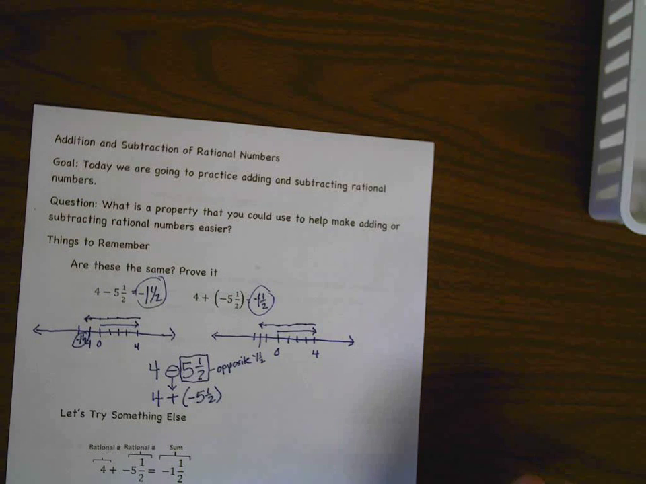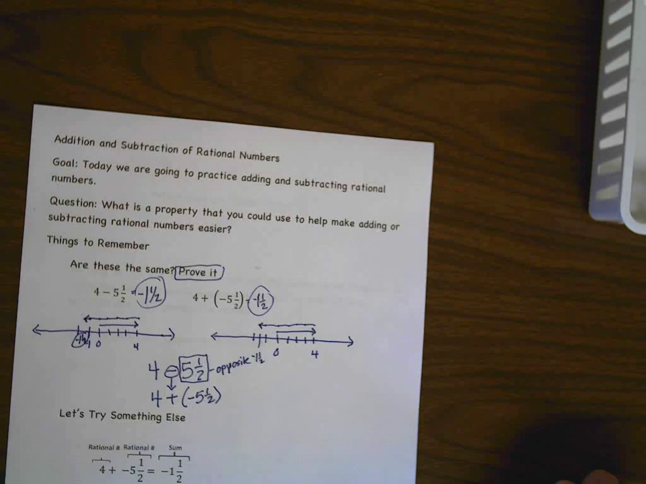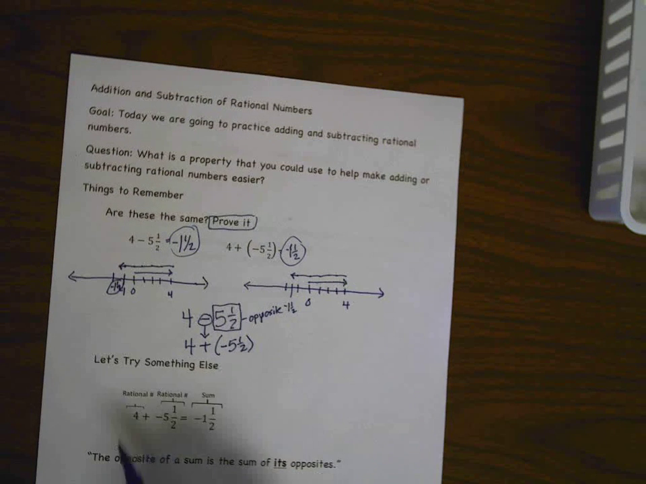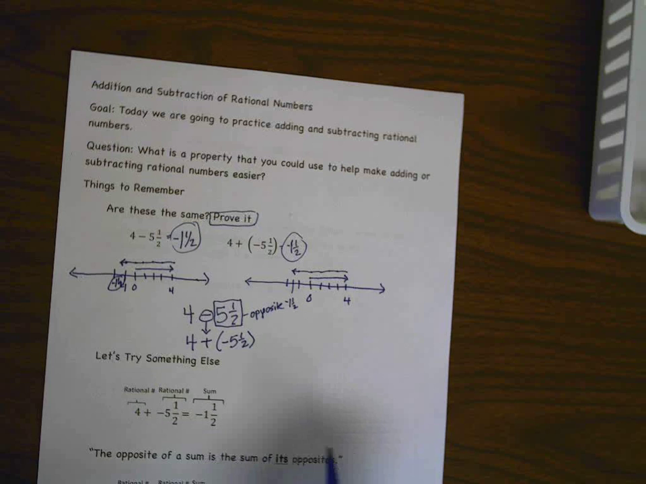So we should have known that. That was trying to be trick questions. It was to prove something. We just proved our knowledge from our previous lessons. So good job on that. All right, now I want you to try something else. It says we have a rational number 4. We have the rational number 5 1/2 equals the sum -1 1/2, which we already proved over there.